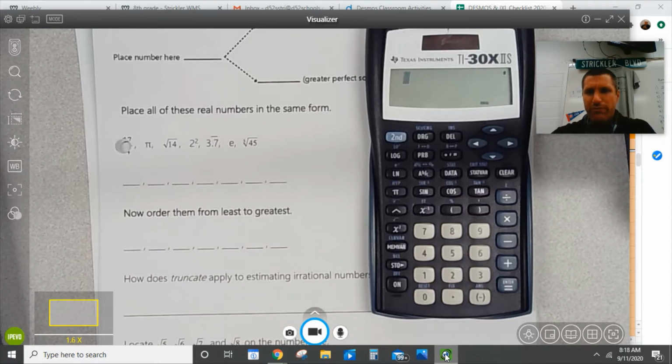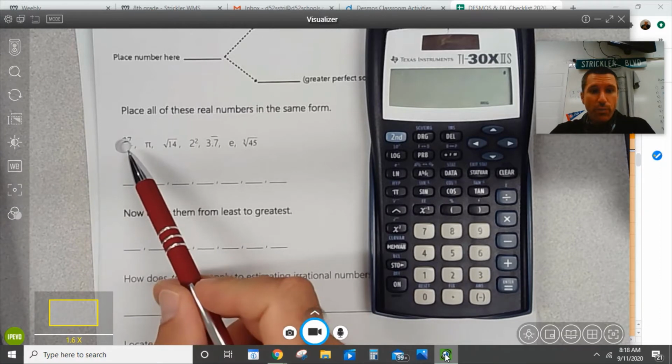I'll just do you a quick little video on how to arrange real numbers in order from least to greatest. It really boils down to just looking at decimal expansion. Let's go. So sorry for the hole punch right here.